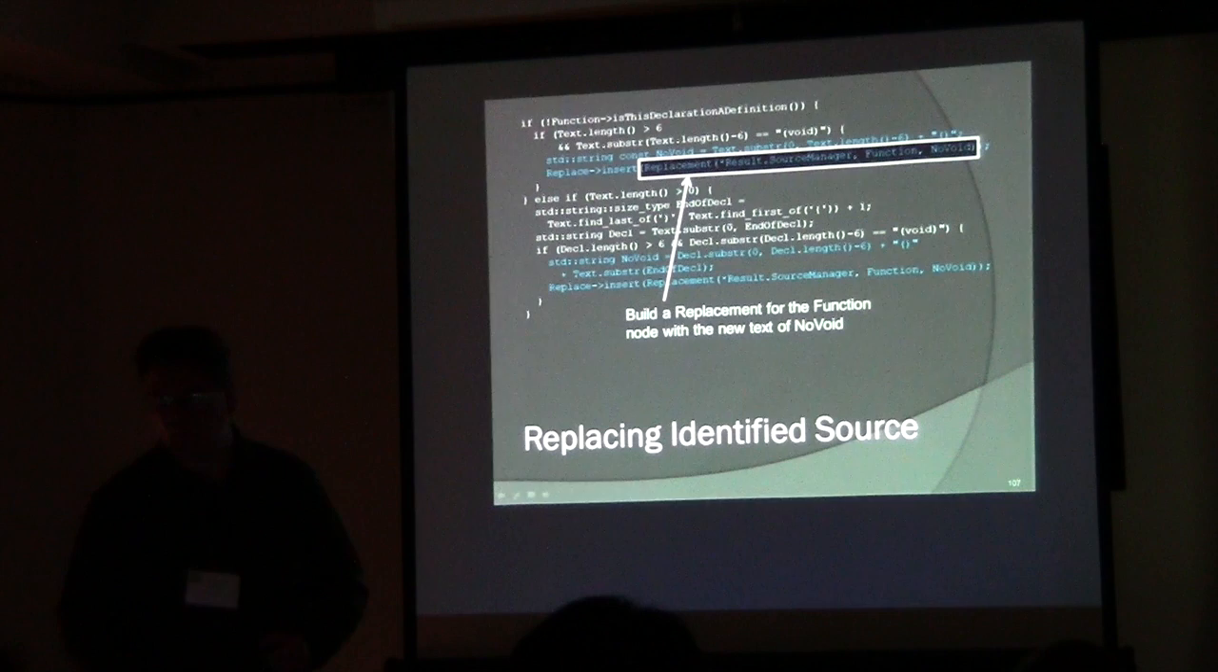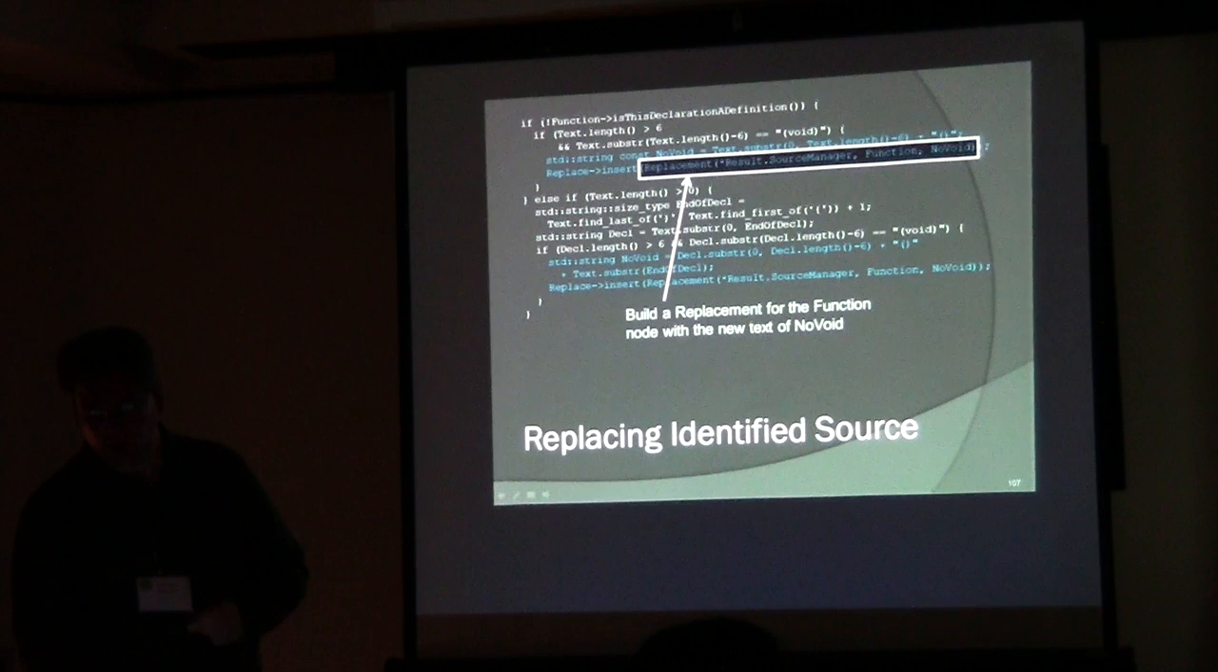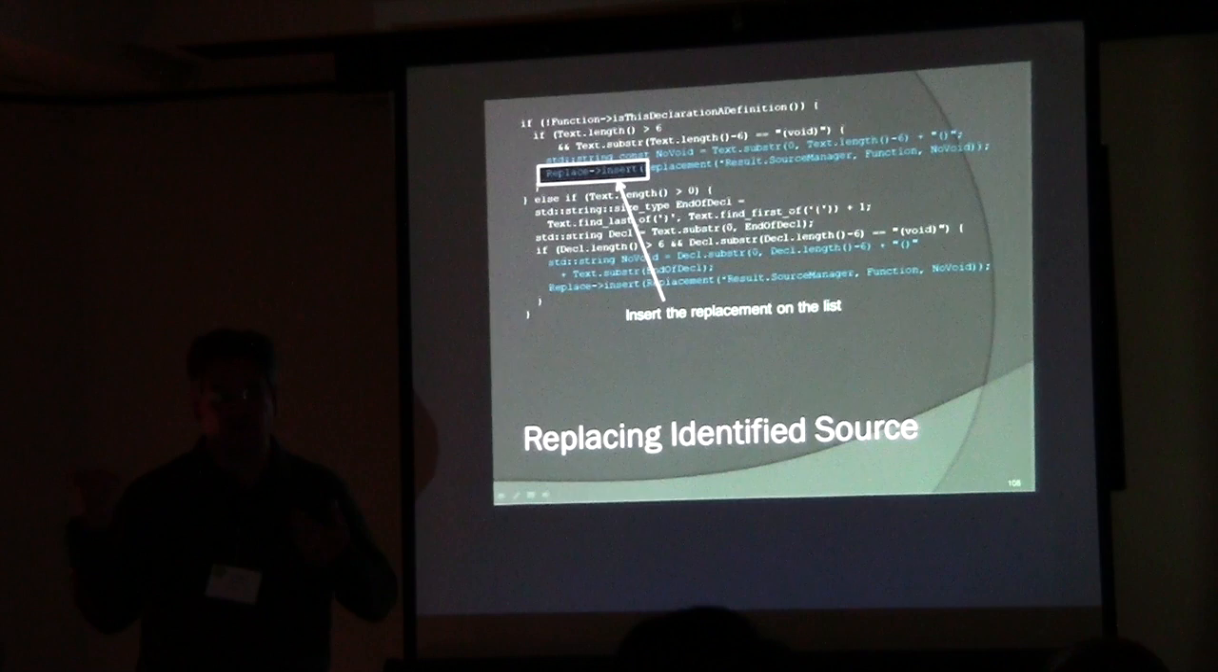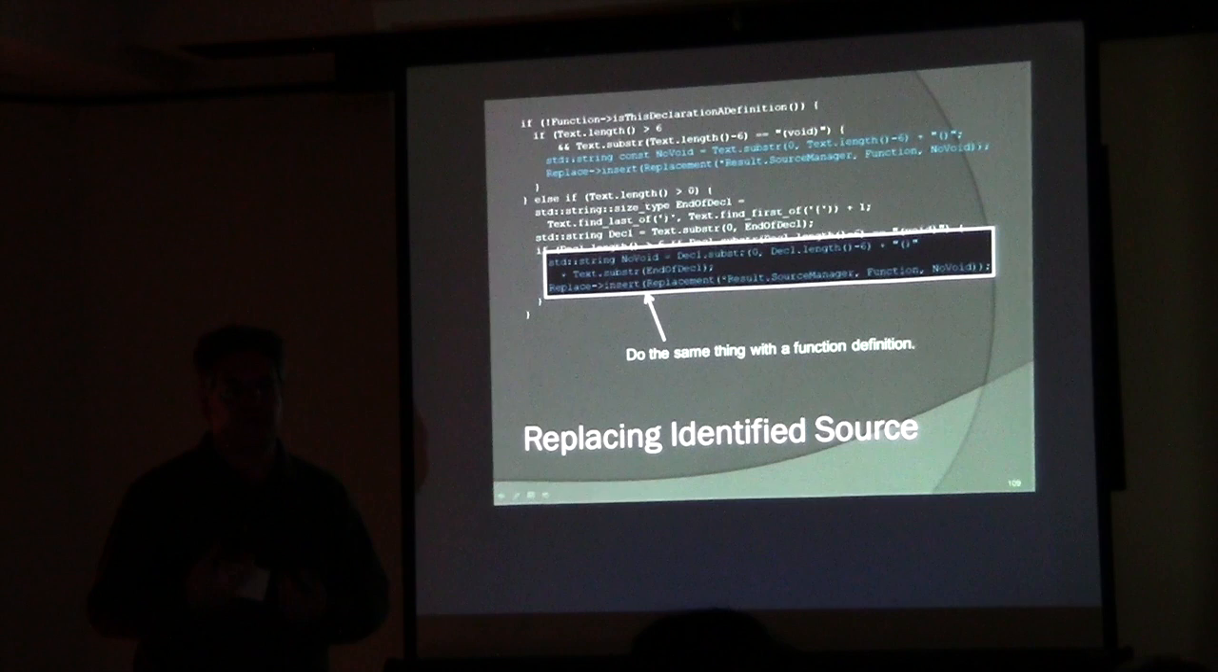A replacement is built from a source manager, the AST node that we're going to supply replacement text for, and the replacement text. So in this case, the node was the declaration, so I just needed to supply the replacement text for the declaration. And after you've built that replacement, you just insert it on the replacement list that you were constructed with. Same thing for the definition. The only wrinkle here is that because it's a definition and not a declaration, we have to make sure that we don't accidentally delete the body of the function. So it's replace some stuff in the middle and then keep the stuff on the ends.